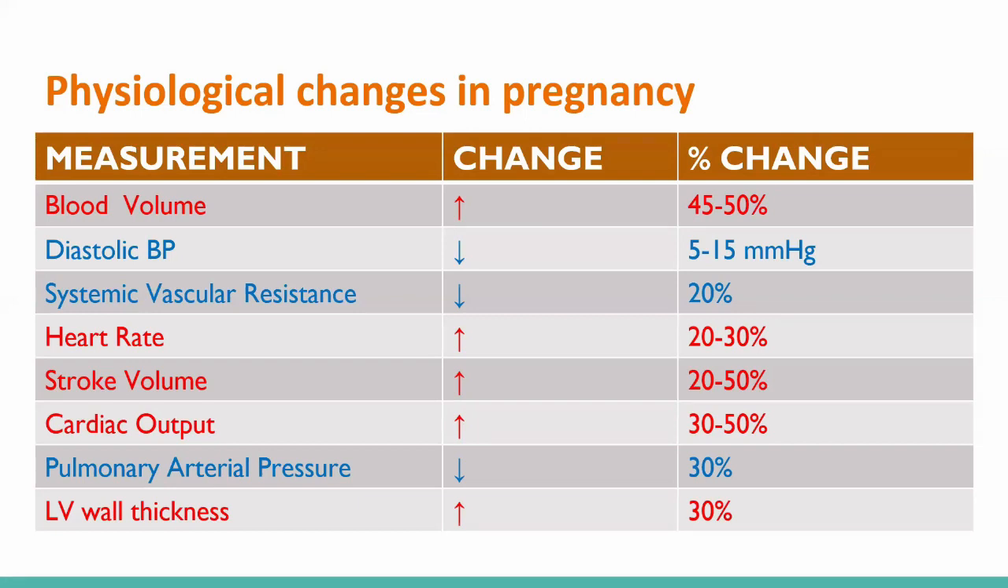Stroke volume and cardiac output increase up to 50%, and of the cardiac output, a full 10% goes directly to the uterus. This maxes out at about 24 weeks of pregnancy, then that is maintained up until term. It peaks even more during labor and after delivery, where there is the highest risk of cardiomyopathy. This then returns to baseline about 2 weeks post-delivery. We also have pulmonary arterial pressure, which decreases about 30%, and the left ventricular wall thickness increases up to 30%.